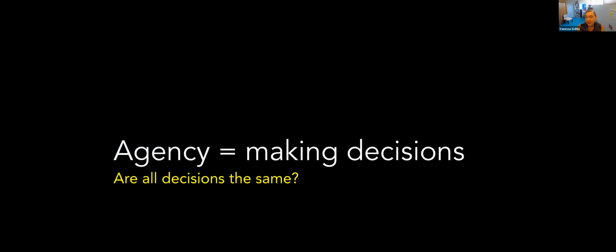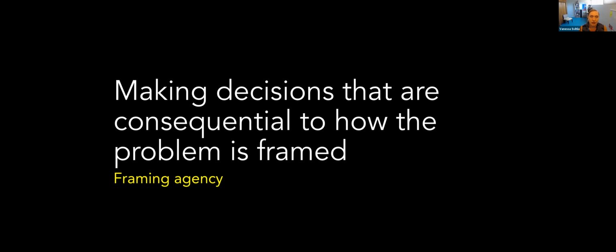But are all decisions the same? I think a lot of the time when we talk about agency, as we've talked about it, even against identity and learning, it's not very well theorized in our field. A lot of times agency is treated just as making decisions, as if all decisions are more or less equivalent. But we know from our own experience that's not the case. And so I define framing agency as making decisions that are consequential to how the problem is framed and therefore how you might go about solving a problem.